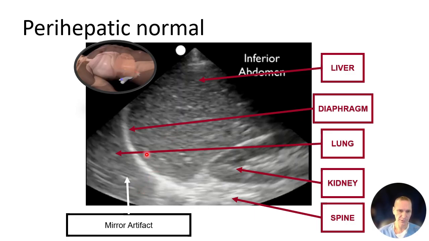This is actually called mirror artifact. So this is the lung. However, what you're seeing is kind of a mirror image of the liver. And take note of that, and think to yourself, what would you see if there was fluid here?